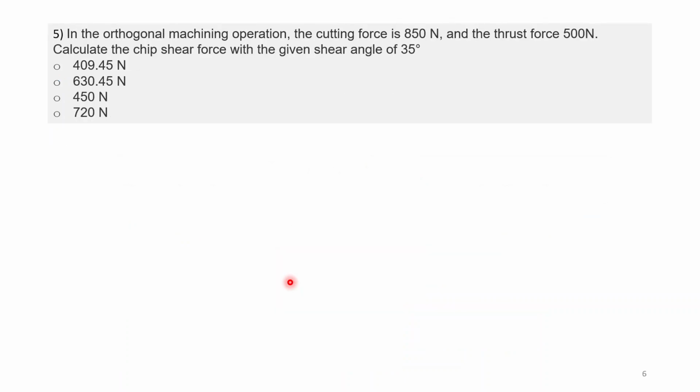Next question: in an orthogonal machining operation the cutting force is 850 Newton and the thrust force is 500 Newton. You have to calculate the chip shear force with the given shear angle of 35 degrees. Your options are 409 Newton, 630 Newton, 450 Newton or 720 Newton. The correct answer will be the first one.